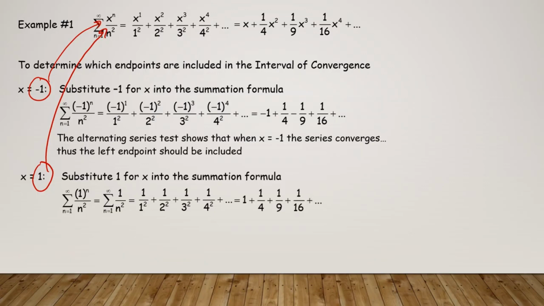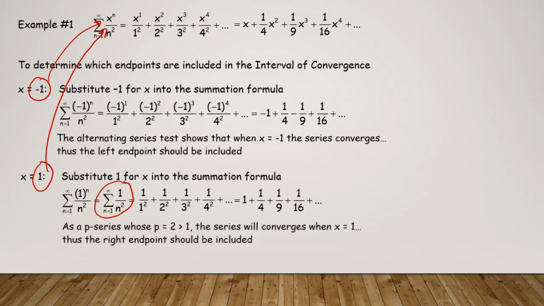But I really didn't need to do that because I can go back to here, recognize 1 over n squared as a p-series where the p value was 2, and since 2 is greater than 1, we can determine that the series will also converge when x equals 1. Therefore, the right endpoint also needs to be included. So in the end, I can show that my interval of convergence falls between negative 1 and 1, in which negative 1 and 1 are both included.